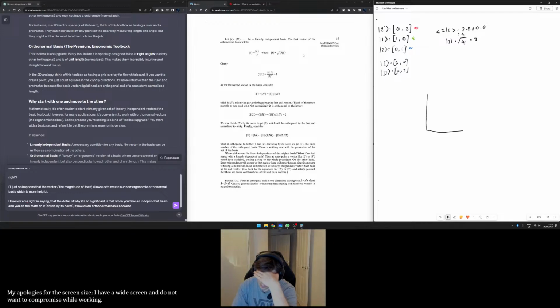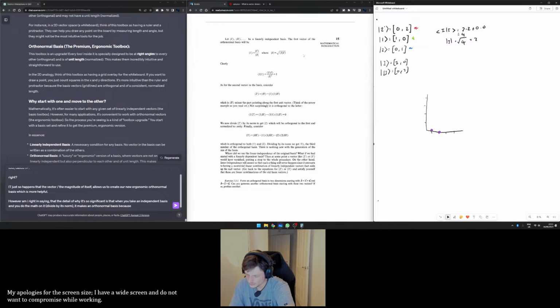So if we have 1, 2, 3, 4, 1, 2, 3, 4, and we plotted I as 2, 0, and then we're going to divide that by 2, we're going to get that.